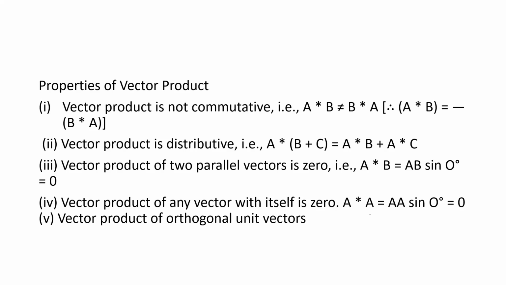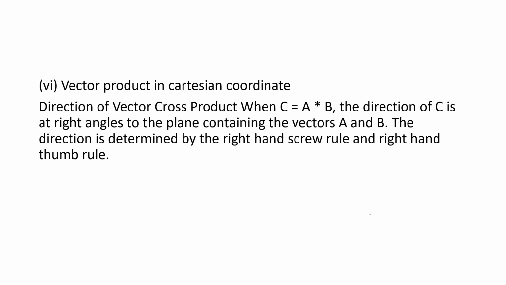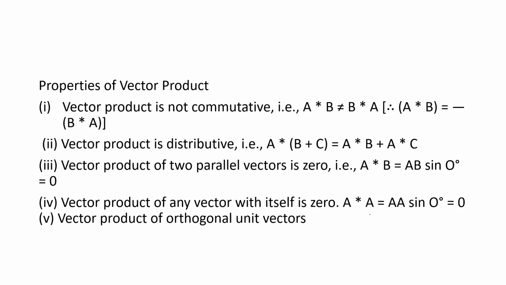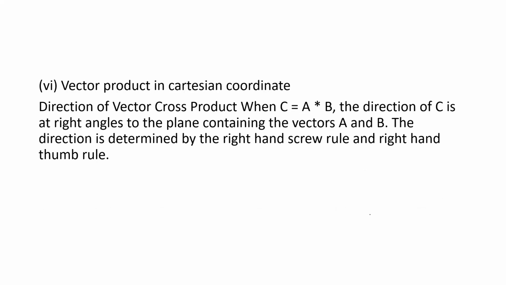Then the vector product of orthogonal unit vectors. Then next we have the vector product in Cartesian coordinates. In the case of Cartesian coordinates, the direction of the vector cross product, where C is equal to A cross B, the direction of C is at right angles to the plane containing the vectors A and B.